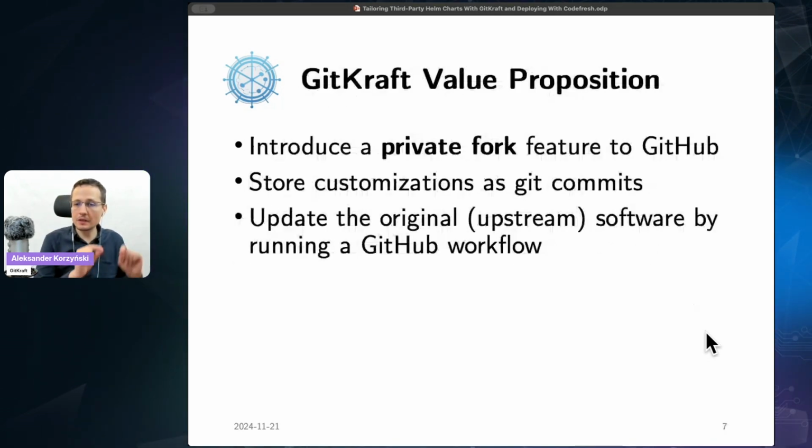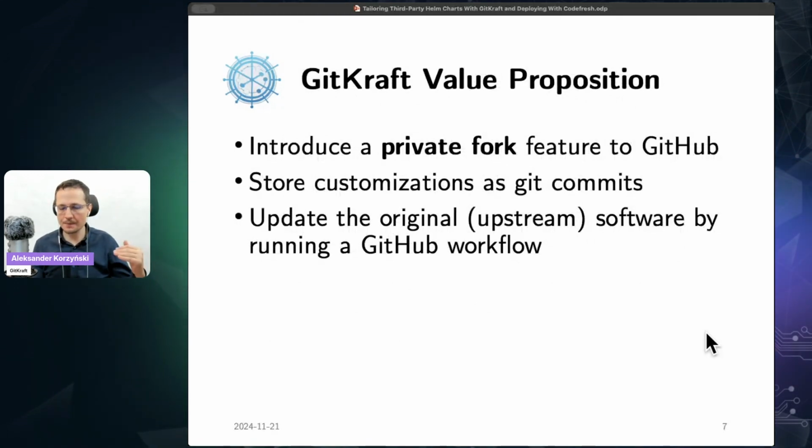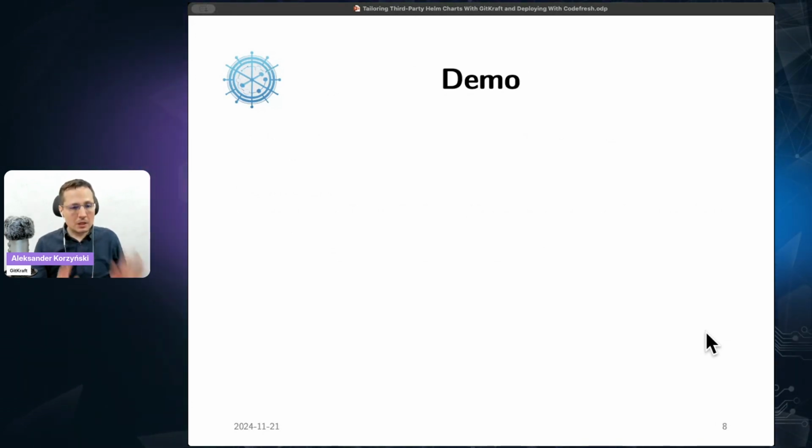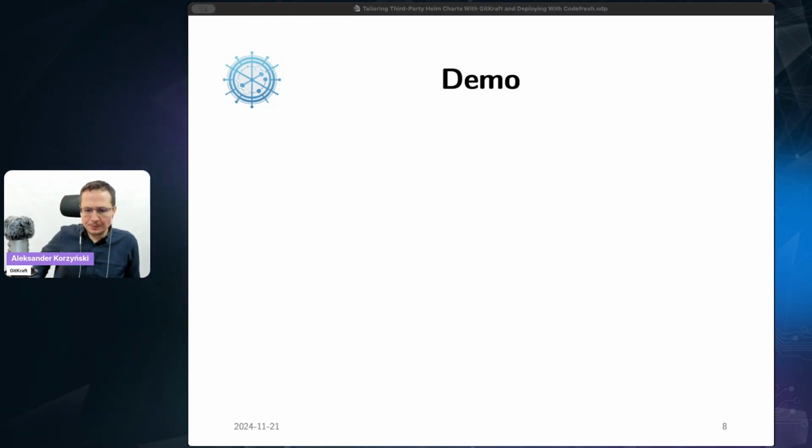I introduced the private fork feature to GitHub. So you store customizations as Git commits. And you can update the software by running a special GitHub workflow. So without further ado, let me show you how this works. So that's easiest to explain on an actual demo. So let me try doing that.